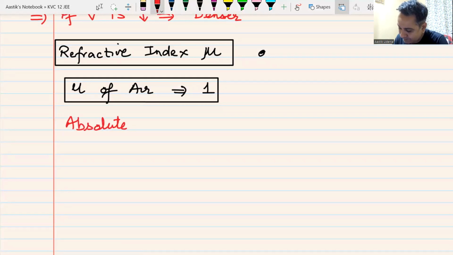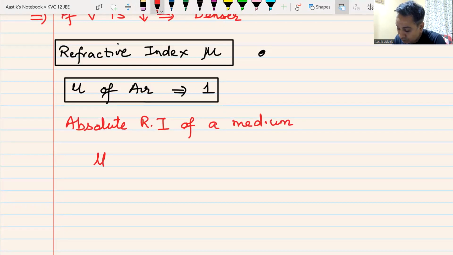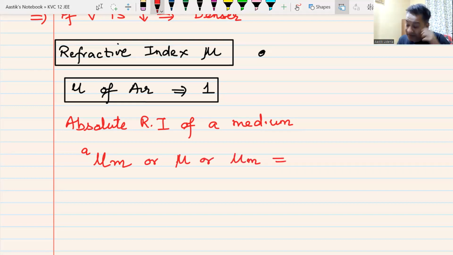How do we define the absolute refractive index of a medium? You write it like this: mu of the medium with respect to air or vacuum, mu m, with a written on top. Or simply, you can call it mu, or mu of medium. Whenever you write it like this, it means the absolute refractive index of the medium, which is nothing but the refractive index of the medium with respect to air.